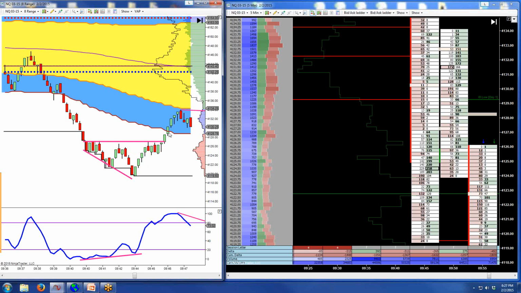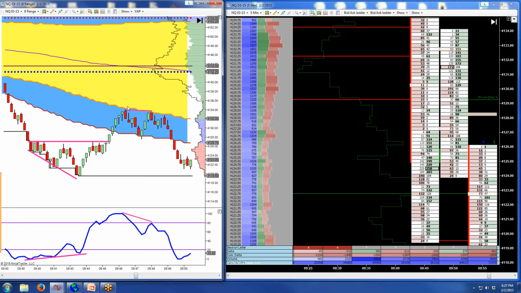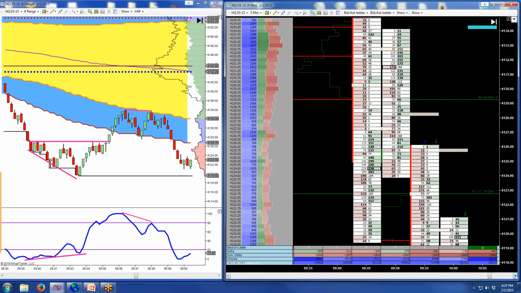And then if you can get through that, then you're looking at this value area low here, and then if you can get through that, then you're looking at this low value area here, back up to the yellow. Then when you get up to the yellow, you have a decision to make. Are you going to short it off of that, or are you going to wait for a retest? Again, how aggressive you are is up to the individual.